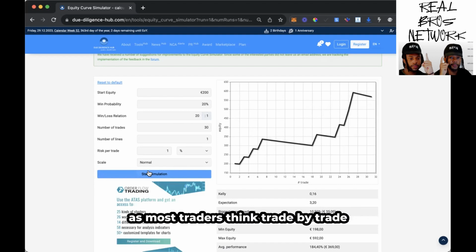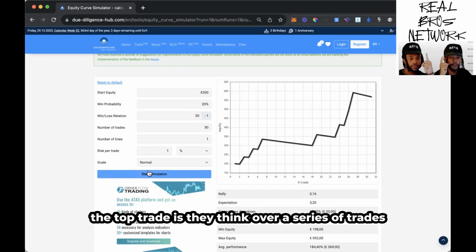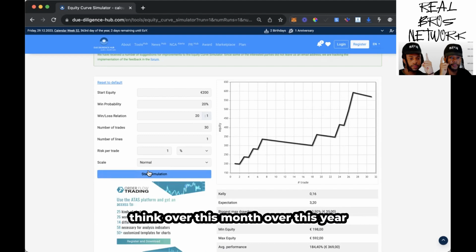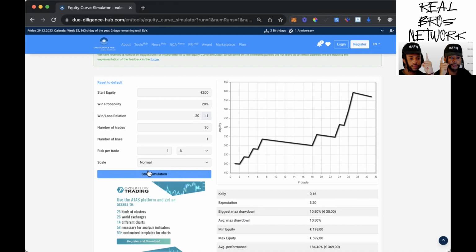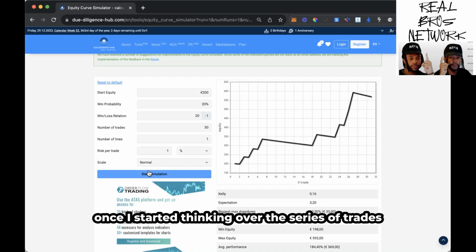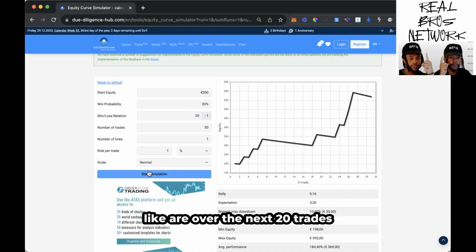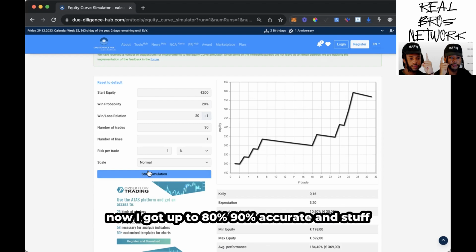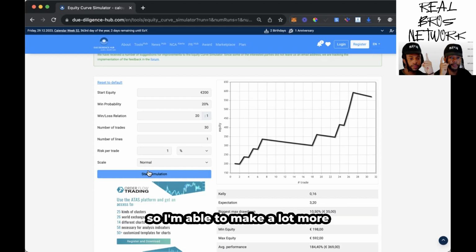As most traders think trade by trade, the top traders think over a series of trades. They think over this month, over this year, I'm going to be this profitable based on this equity curve. And that right there is a major shift that helped me. Once I started thinking over a series of trades, like over the next 20 trades, over the next 30 trades, I'm gonna aim to be 50% accurate, 60% accurate. Now I got it up to 80%, 90% accurate, so I'm able to make a lot more in a faster period of time.